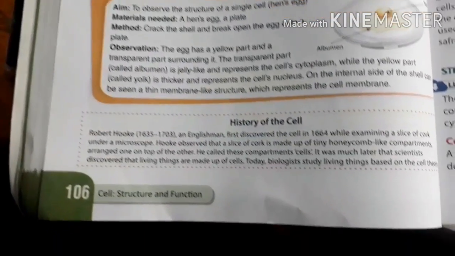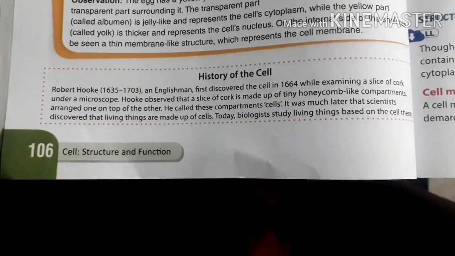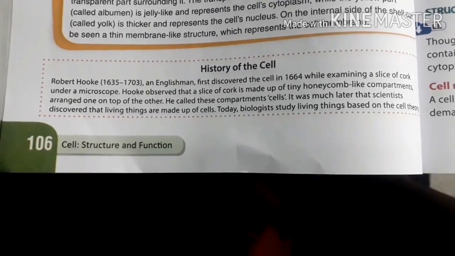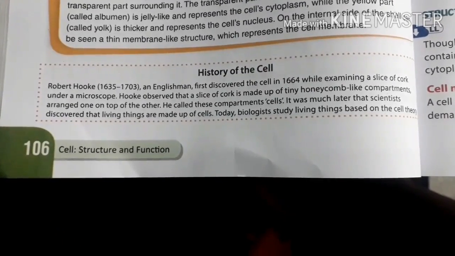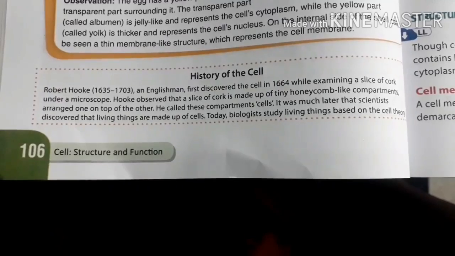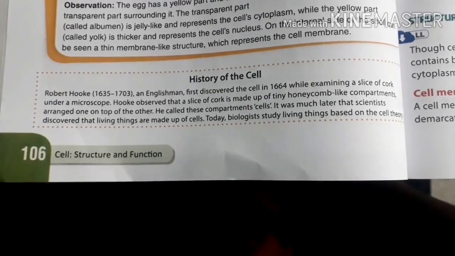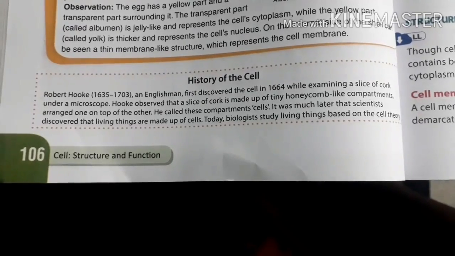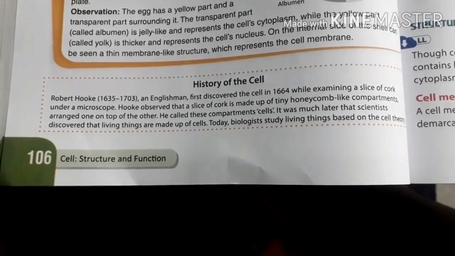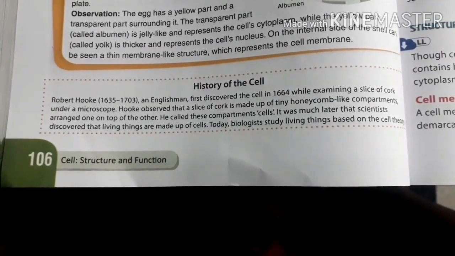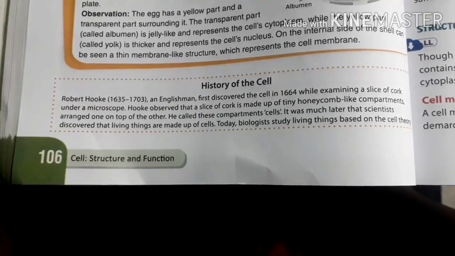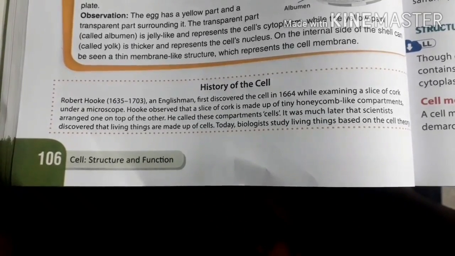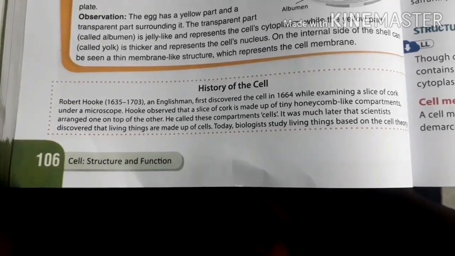Now Robert Hooke, let's discuss this one. Who discovered the cell? Robert Hooke. In the years 1635 to 1703, this Englishman discovered the cell in 1664 while examining a slice of cork under a microscope. Hooke observed that a slice of cork is made of tiny honeycomb-like compartments arranged on top of one another. So he called each compartment a cell.